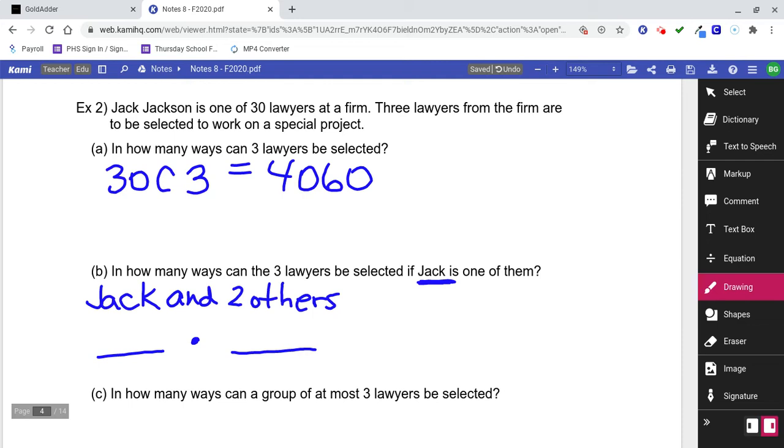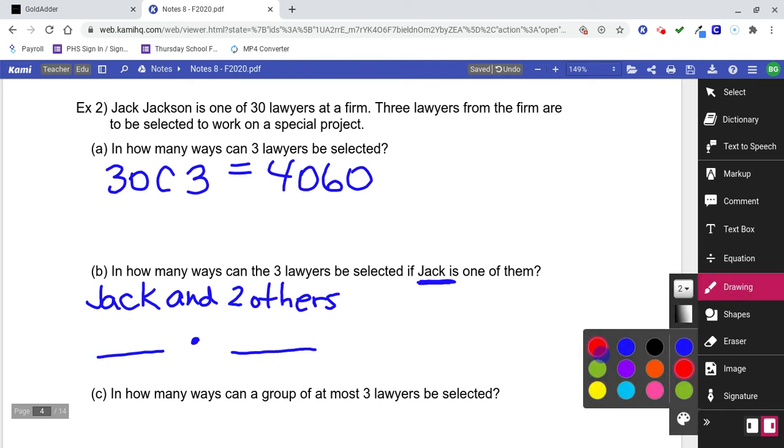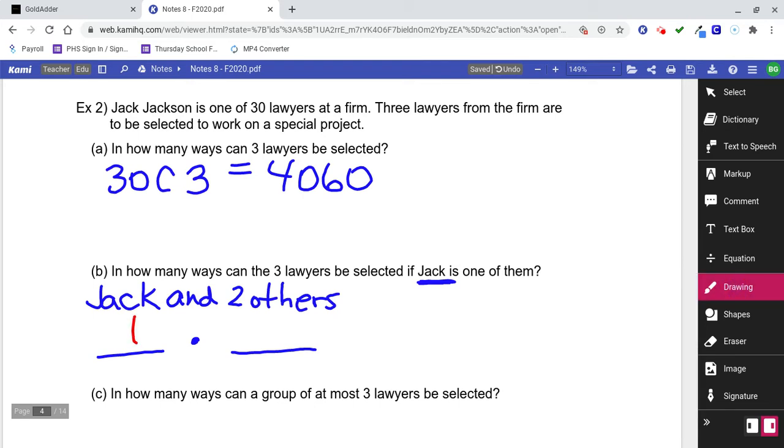Just one. There's only one Jack Jackson, so we're going to pick that one guy. And now I have to pick 29 others. So think about how I'm going to be able to pick... did I say 29? Two others. I need to pick two others, right? Is it a group from a larger group? Yes, it is. Does the order in which I pick those two matter? No, it doesn't. So that's going to be a C. That's going to be a 29C2, right?